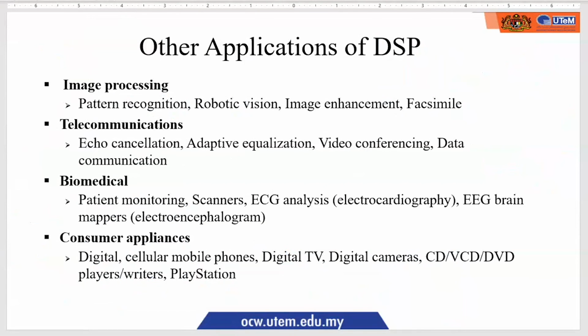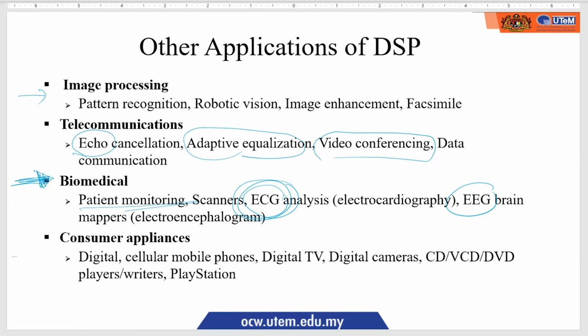Other applications of signal processing. If I talk about it, I go to telecommunication: echo, everyone knows about that. Adaptive equalization regarding sounds. Video conferencing, Zoom and so on and so forth. Data communication, yeah, that one. This one currently became a well-known subfield: biomedical. So I think EEG and ECG, Afifa is around, and Rawiani.